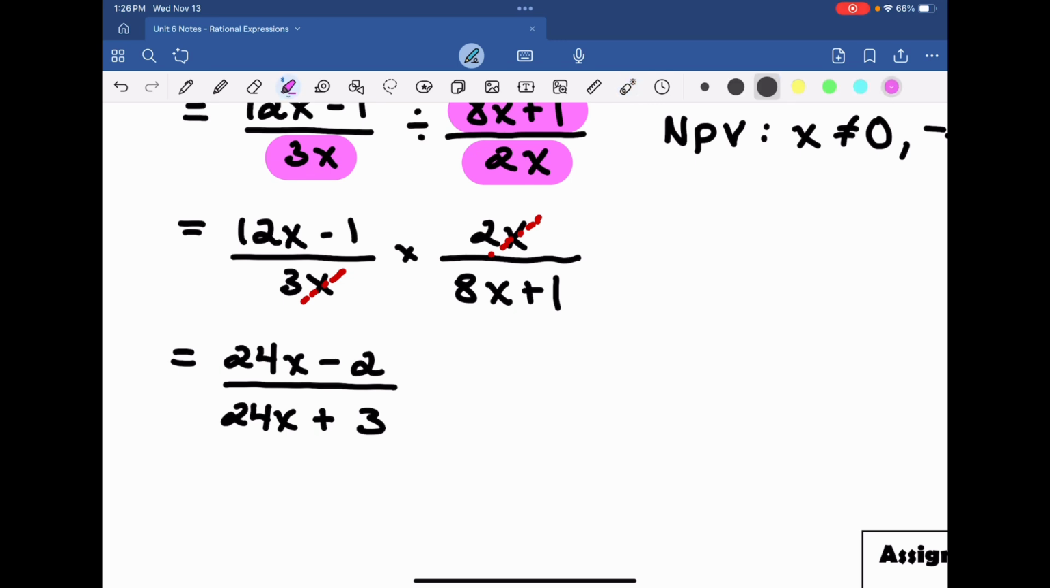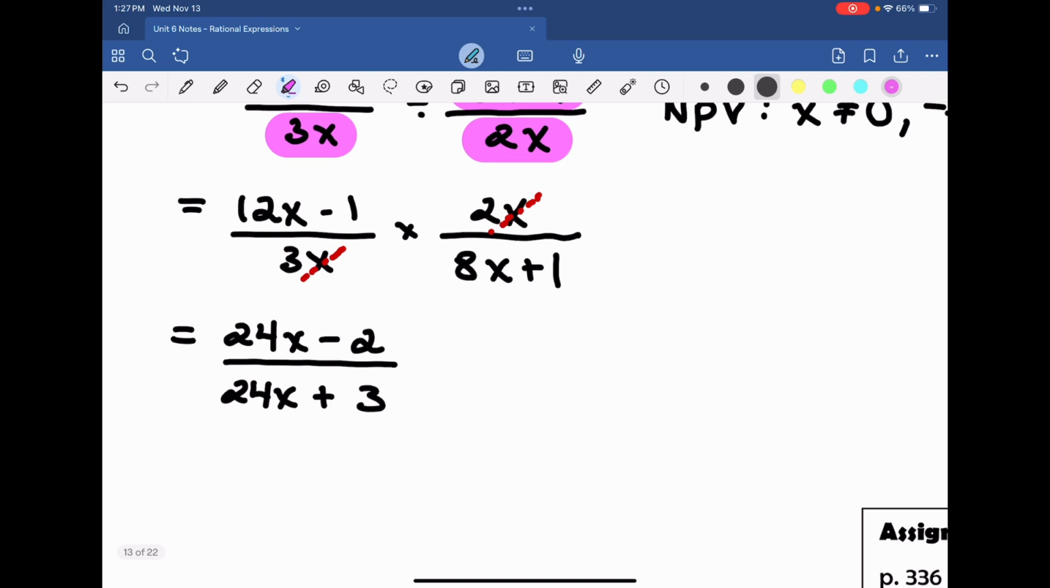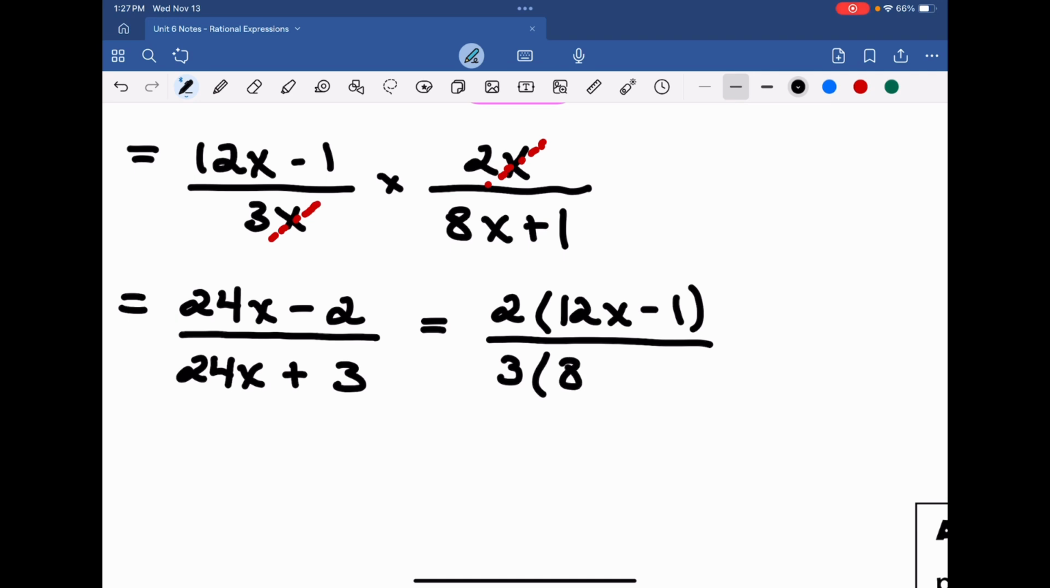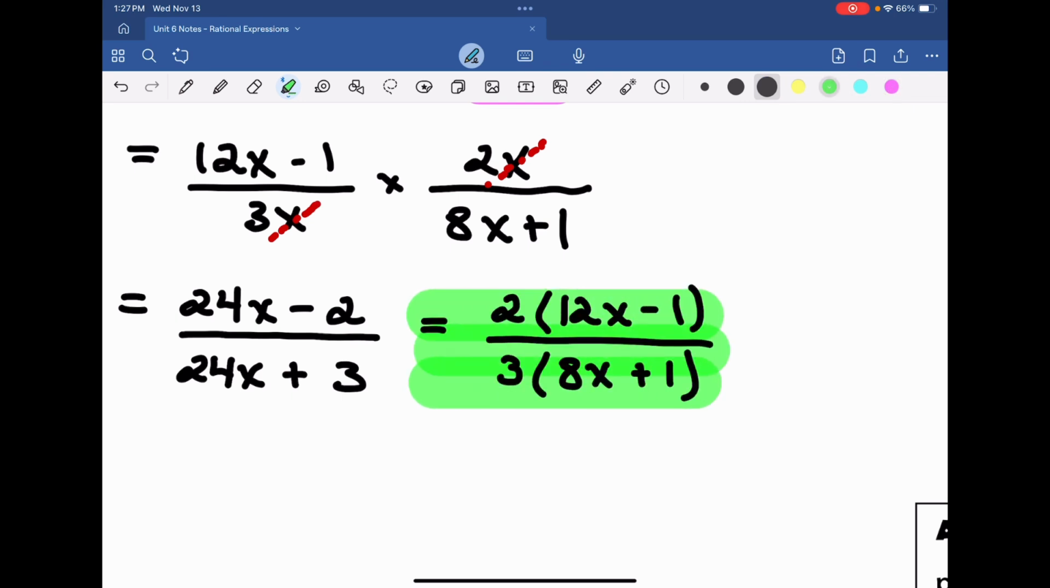Now, in the situation of this, realistically, all I can really do is pull out a common factor, and it's going to look funny because it's going to look like I just reverted a step. In the numerator, I'm going to take out a 2 and leave this as 12x minus 1. In the denominator, I'm going to leave this as 3, and then this is going to be 8x plus 1. I know that looks like I just reverted a step, but this would be the most correct answer, leaving it in its factored form as such. So it might not make sense to expand it like I did.